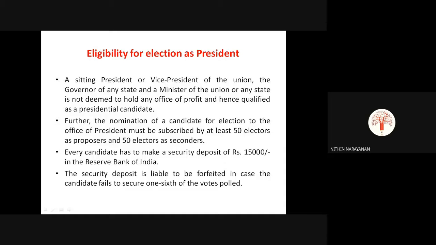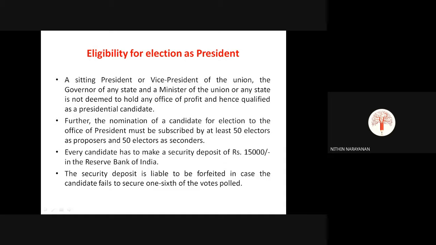Further, the nomination of a candidate for election to the office of President must be subscribed by at least 50 electors as proposers and 50 electors as seconders. So once the nomination is submitted, it needs 50 electors who propose and suggest, and seconders, meaning people who support it.